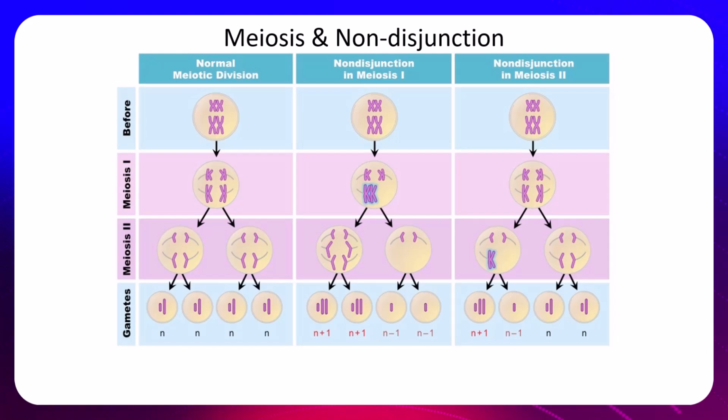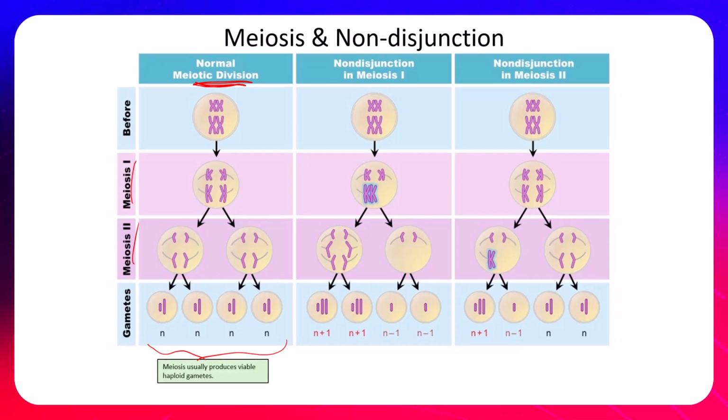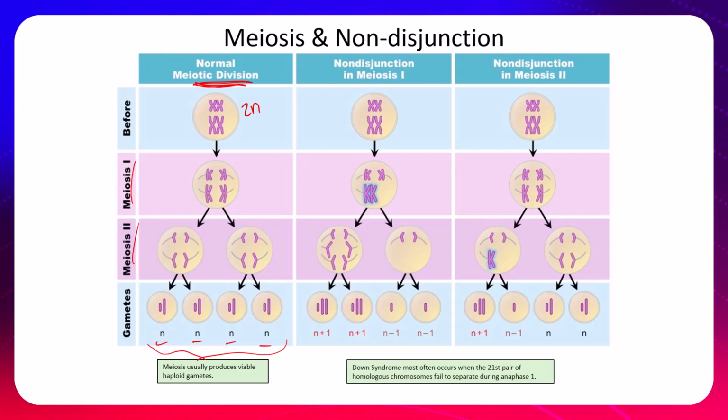So, when meiosis happens correctly, this is what the result is. So normal meiotic division, through 2 rounds of meiosis, results in 4 genetically unique but genetically viable gametes. Meiosis usually produces viable haploid gametes. Again, we started with a diploid cell and we resulted in 4 genetically viable unique gametes. If, however, meiosis doesn't happen correctly, we can result in genetic disorders, and Down syndrome is one of those disorders.